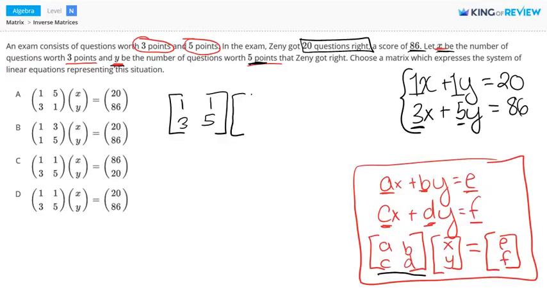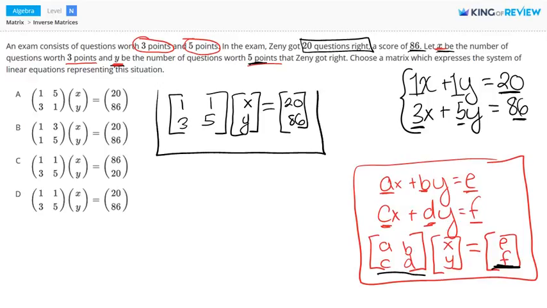And now we have the matrix that contains the variables x and y. And then last of all, we have our constants matrix here, so 20 and 86. And this is our setup. So letter D is correct.